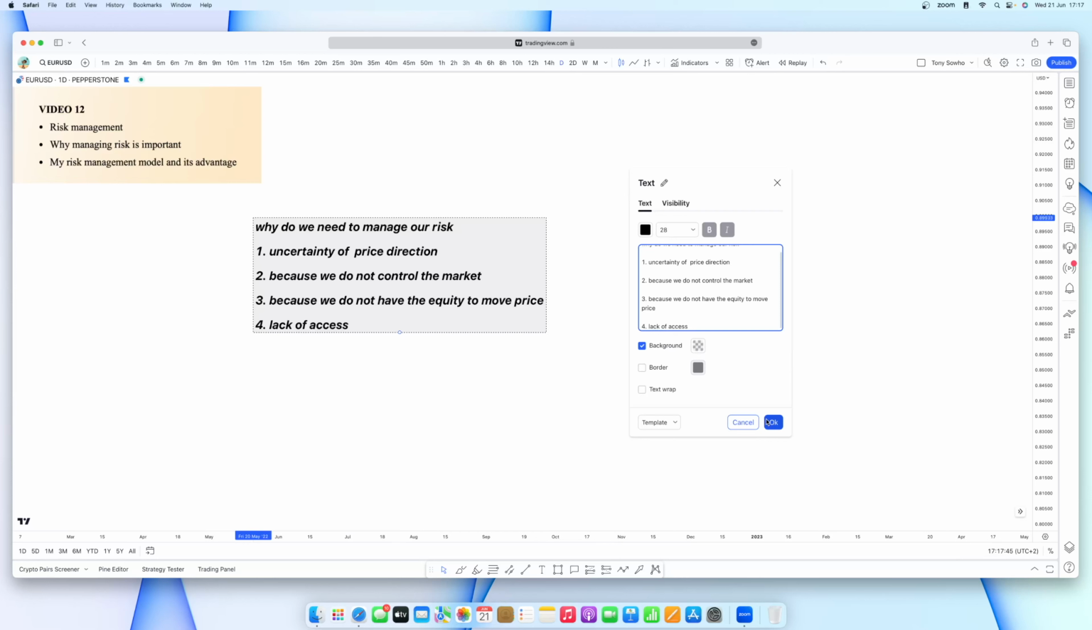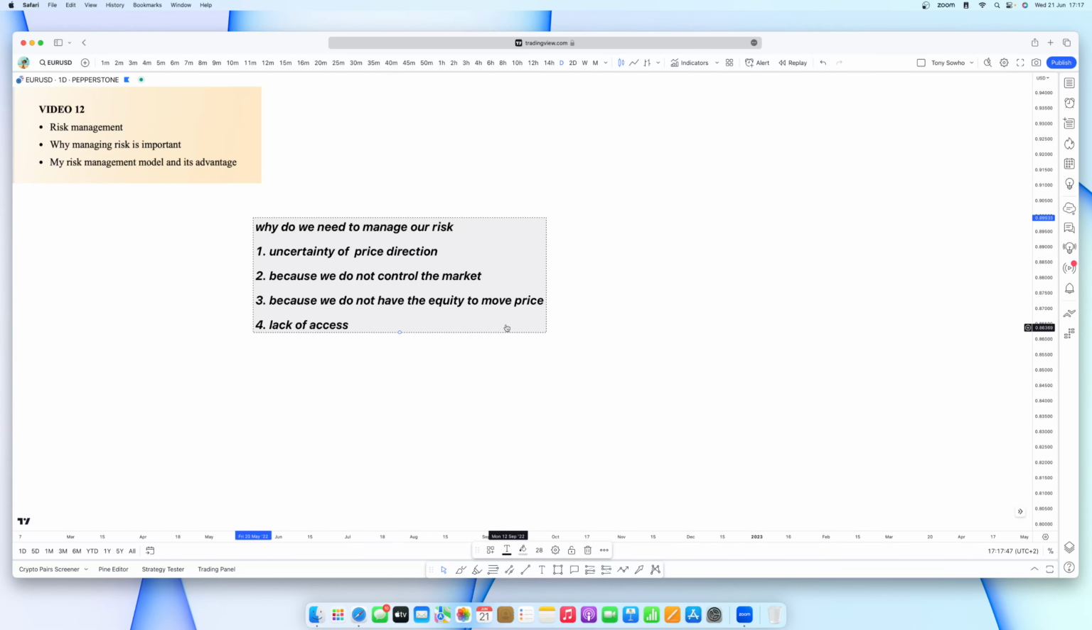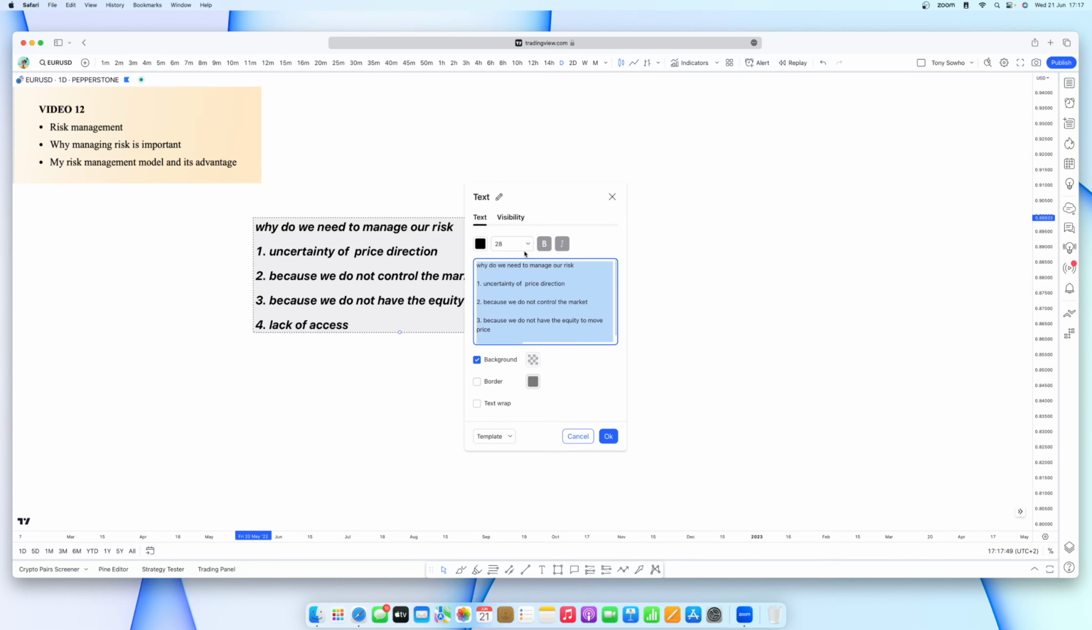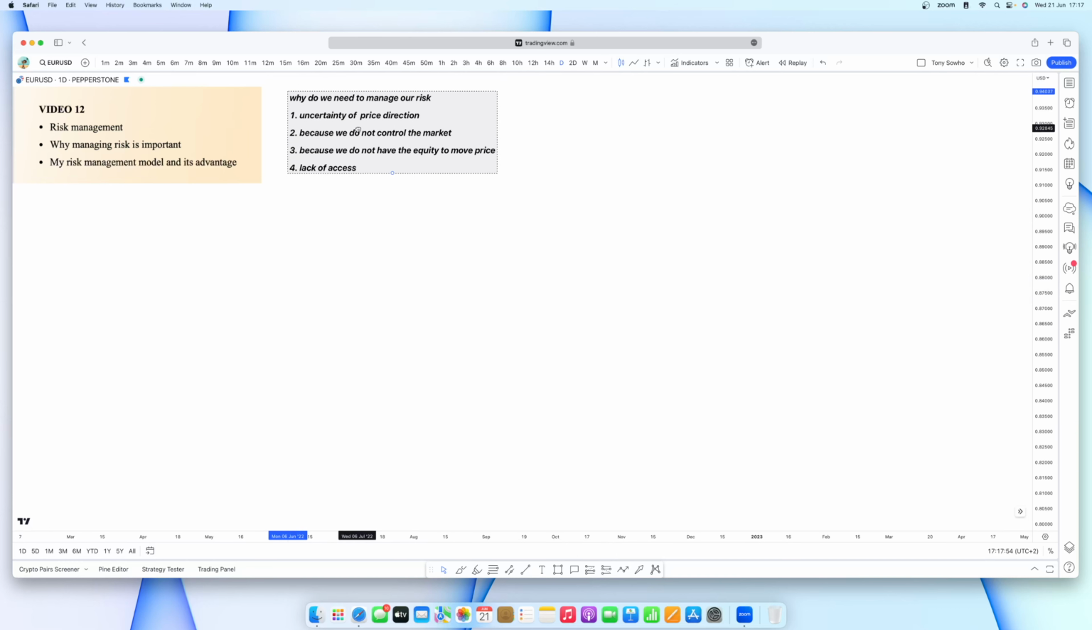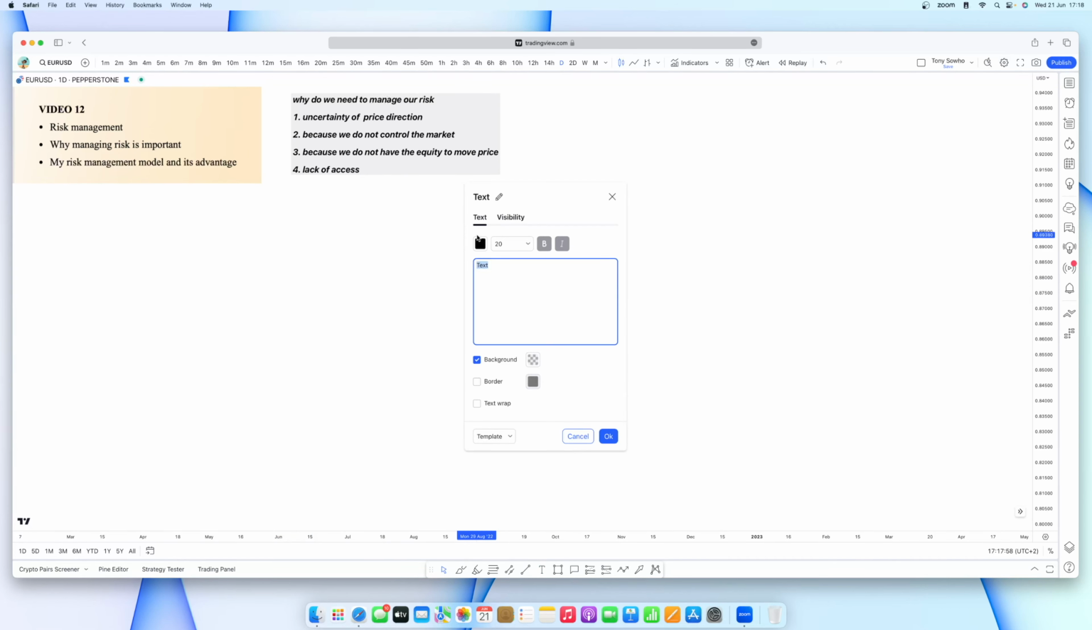So what I'm going to do is give you a quick homework exercise now. I've given you four. I want you to give me three more reasons why you think we need to manage our risk. So, homework exercise quickly.